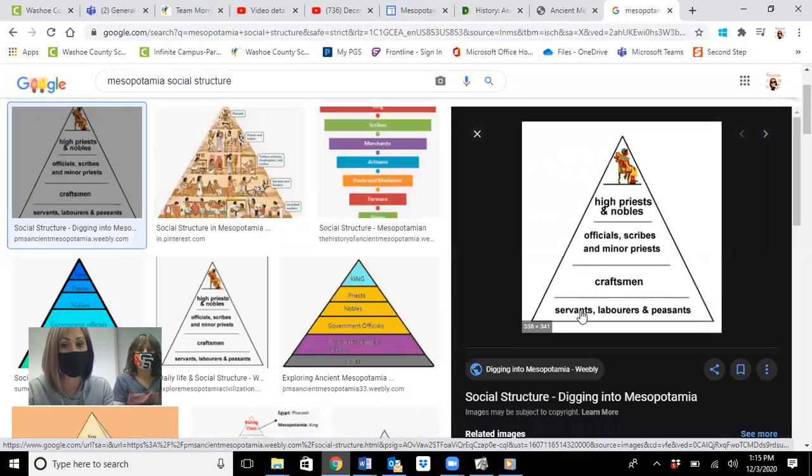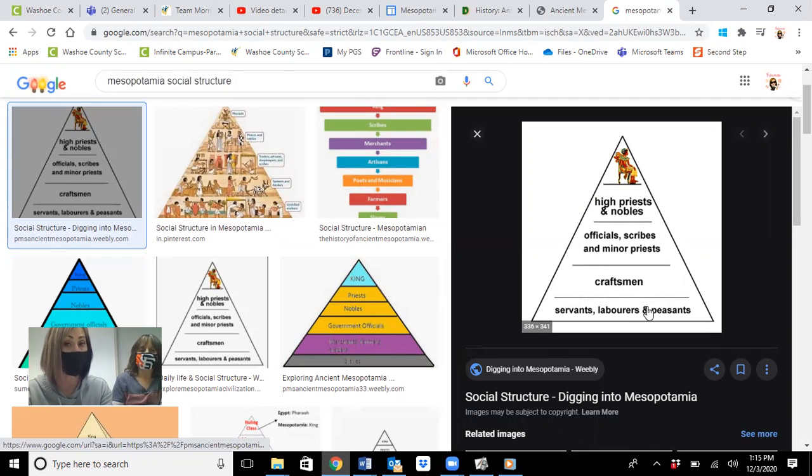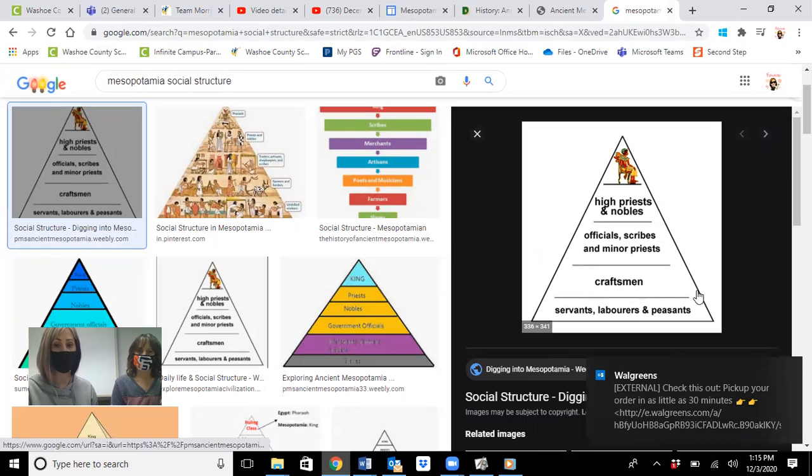So basically what this means is at the very bottom were servants, laborers, and peasants. And it was at the bottom because that meant they were the least important. You're going to find they're pretty much at the bottom for all of these civilizations. One civilization conquers another, and they make the conquered people their slaves, their servants. Above them were craftsmen. And as we're going up, notice there's less. So the biggest group is the servants, laborers, and peasants. And usually the way it was, if you were born a servant, you died a servant. If you were born a peasant, you died a peasant. It wasn't like Cinderella or Beauty and the Beast.